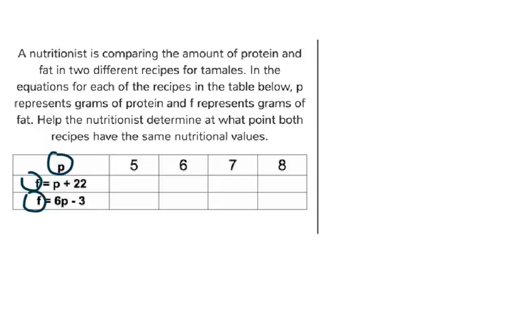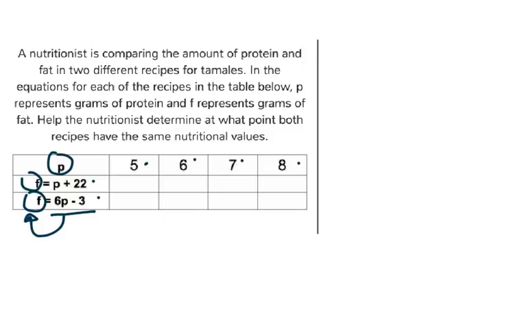So these functions are written in terms of grams of protein and what kind of fat content each of these recipes have based on the grams of protein. So I just need to go through, plug in my numbers for different grams of protein values into these two different recipe equations to figure out how much fat each of those recipes have at each value of grams of protein. So let's go ahead and plug these in.